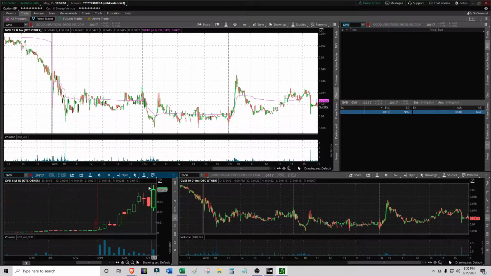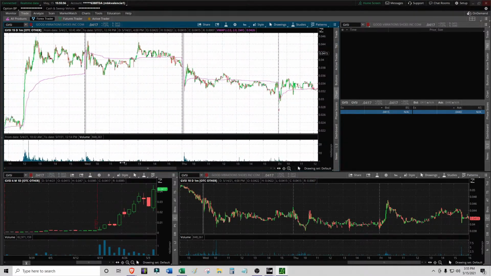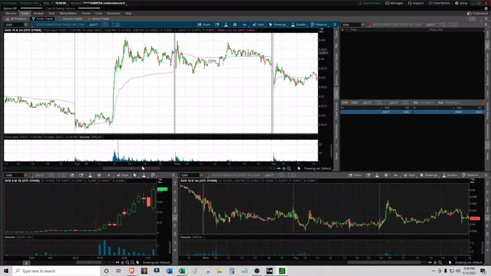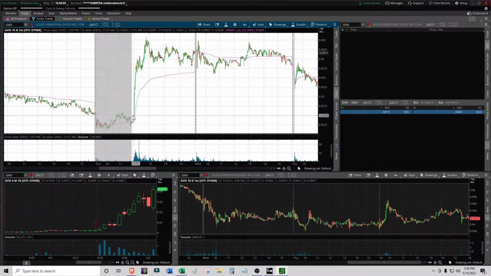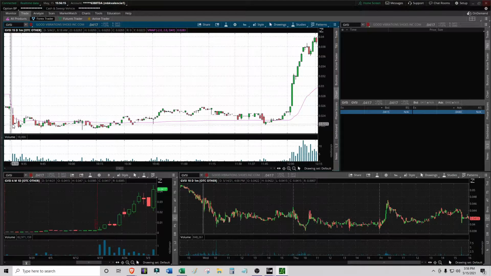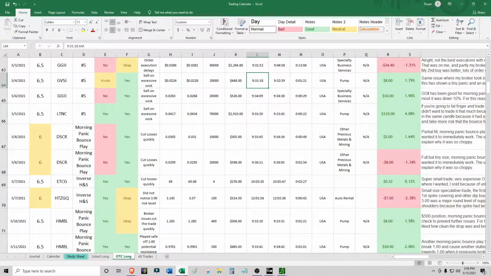So first let's get to the 4th right here. The 4th is a little further back right here. Pretty impressive, right? Because it had this nice run towards the end of the day, but what I was trading was that morning panic bounce play. So let's head back here. That is the 4th, right? Am I doing this right? Yep, the 4th.